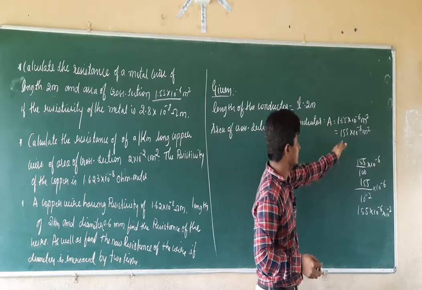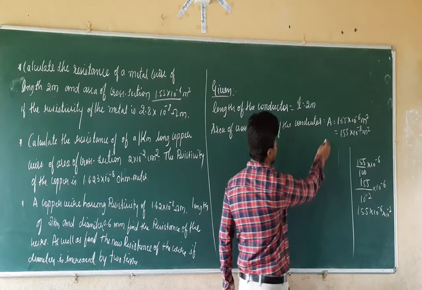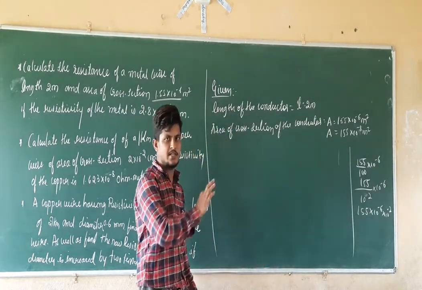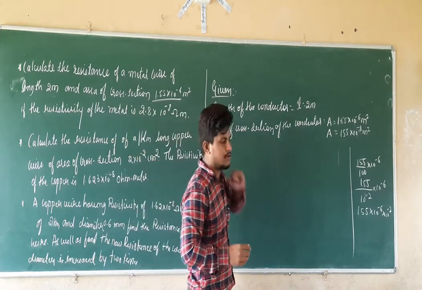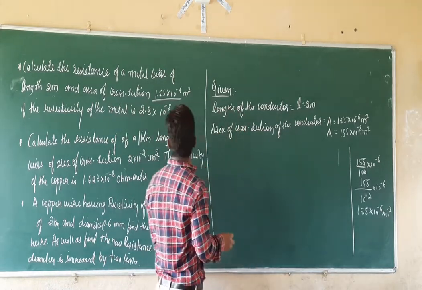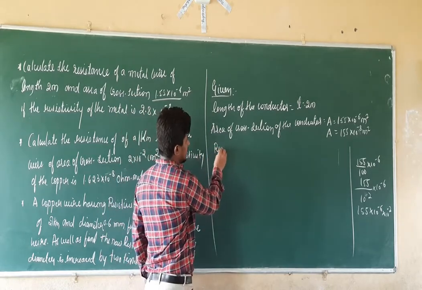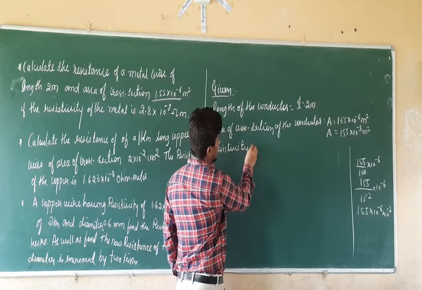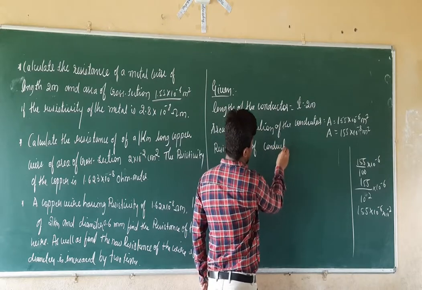So in this manner we have to take those values. The area of cross section is equal to 155 into 10 raised to minus 8 meter square, converted like that for easiest calculation purposes. At last, we have to write the resistivity of the conductor, which is given in the problem statement.